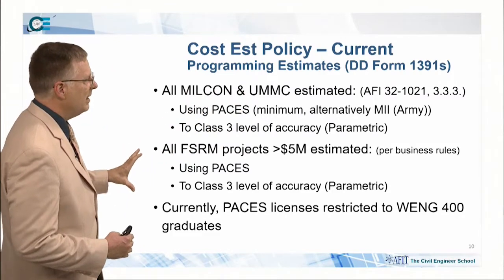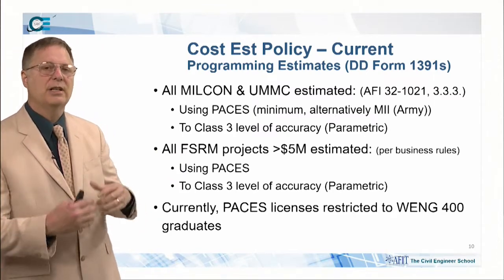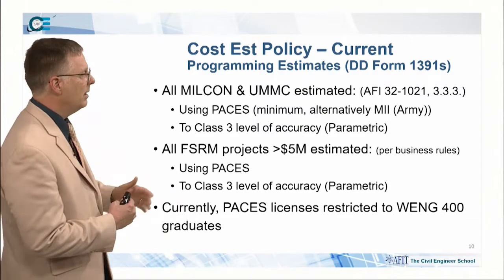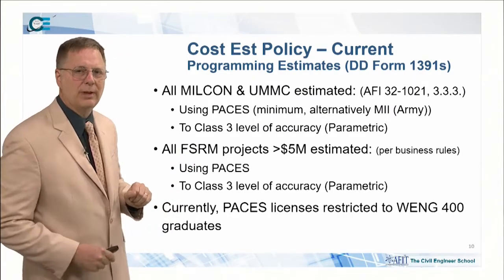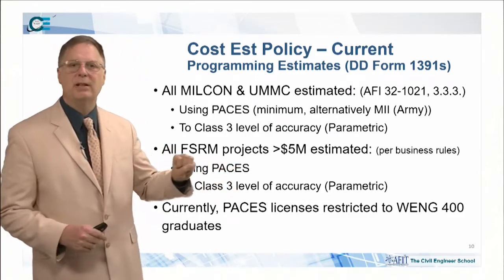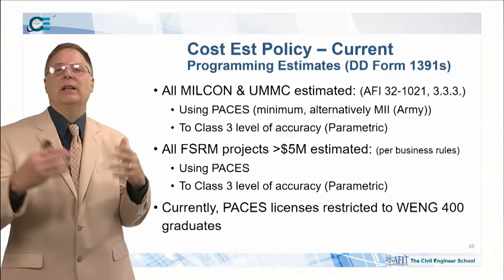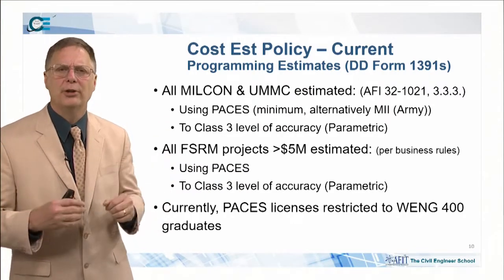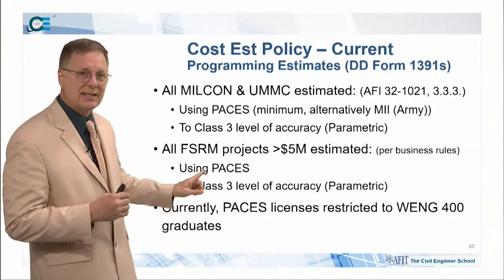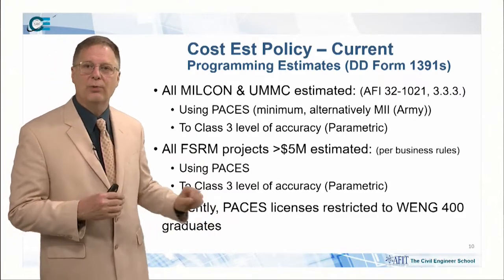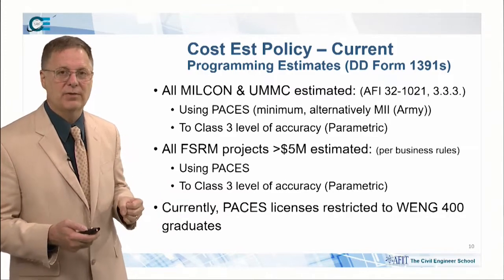It's existing policy. Then all facility sustainment restoration projects, modernization projects, in other words, the projects in the O&M program that are over $5 million must be estimated using PACES to a Class 3 level. Again, this is not new policy. It's been in the business rules for about 5 years now. So it's not something that you can say, well, you're implementing a whole lot of new stuff on us. This is existing policy. And currently, the only way to get access to these PACES programs is to go through the 400 course, which is, again, not new. The Air Staff has been doing this for some time.